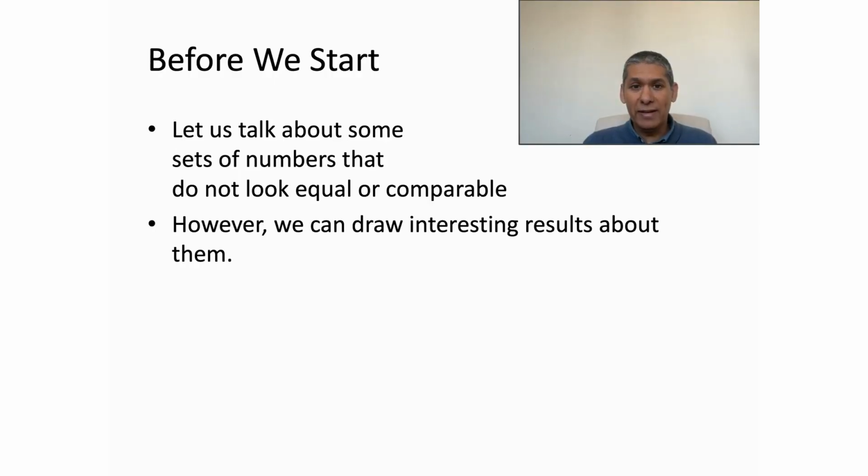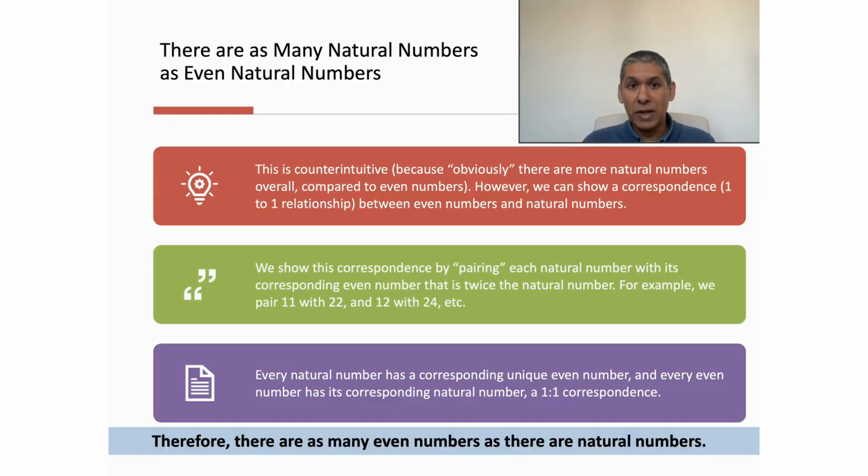But before we start with that, let us talk about some sets of numbers that do not look equal or comparable, but we can still draw some interesting results about them. For example, one of the first results we may be interested in is that there are actually as many natural numbers as there are even natural numbers. Now, this looks counterintuitive because obviously there are more natural numbers than even numbers. Even numbers are a subset of the natural numbers, in fact, half of them. However, we can actually show a one-to-one correspondence between even numbers and natural numbers.